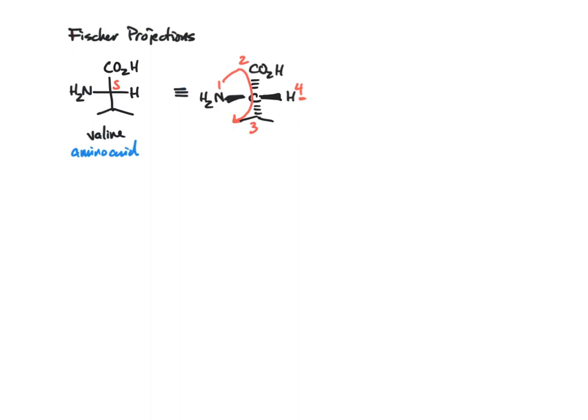Act like you're holding the hydrogen in your hand and you would be counting 1, 2, 3, and that's R. But right there, the lowest priority is coming towards you. You always said to hold the lowest priority away from you. So that means there would be a dash line. And then we change the letter from R to S.